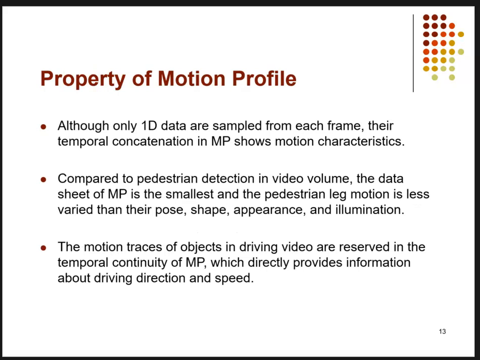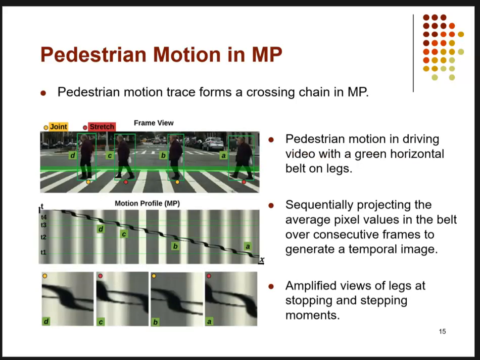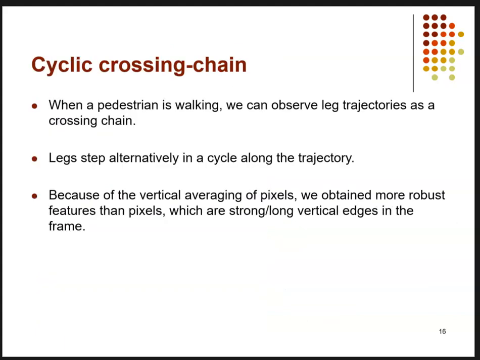Though only 1D data are sampled from each frame, their temporal concatenation shows motion characters. The pedestrian motion in MP will form a very unique physical shape as one crossing chain in the motion profile. So we can apply this unique physical shape in a deep learning based method for semantic segmentation.